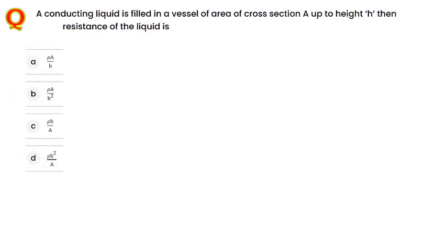Next question here is, a conducting liquid is filled in a vessel of area of cross section A up to height H. See that the total, similar like this. This is about the length of the wire. Similar here is the total. If you consider the vessel, similar like this, if the vessel is filled with the liquid, this is the conducting liquid. The total length, or even the height of the liquid, we mention this one, this is the length over here. See, the total length and height both are similar in this case.